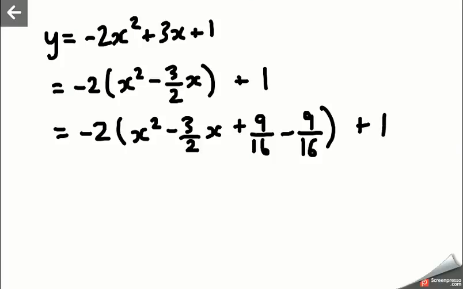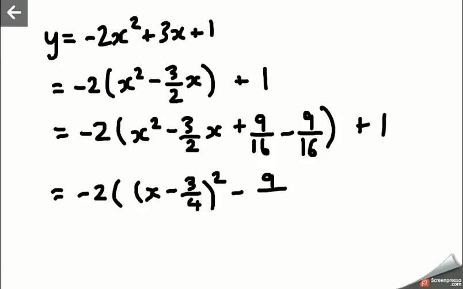And now we observe that, yay, this thing is a perfect square, as it should be. Because this is equal to -2 times (x minus 3 over 4) squared minus 9 over 16, plus 1. Let's double check.